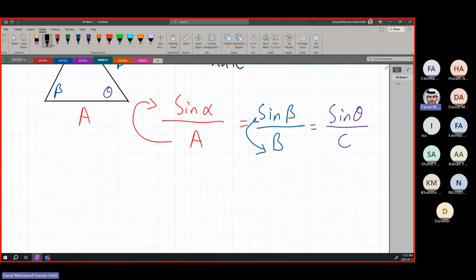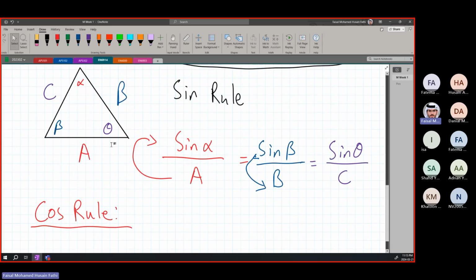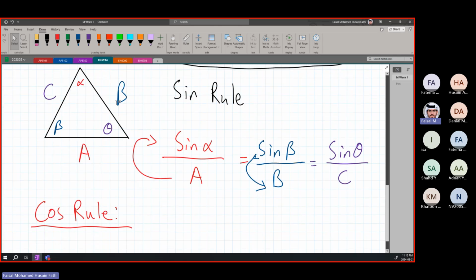And then we have the cosine rule. The cosine rule is basically when you have two sides and one angle. So let's say in this case we have C, we have B, these two sides, and we have angle alpha. This is where you use the cosine rule to determine the side A.